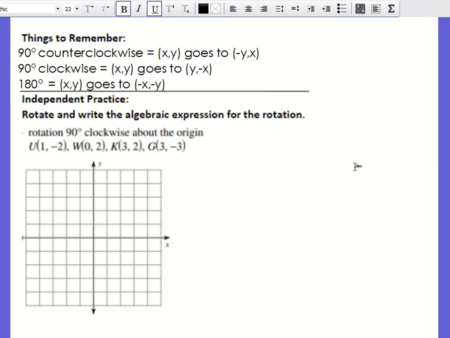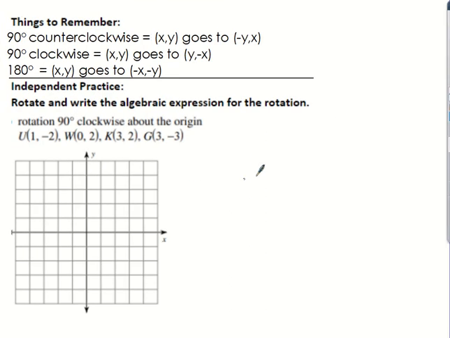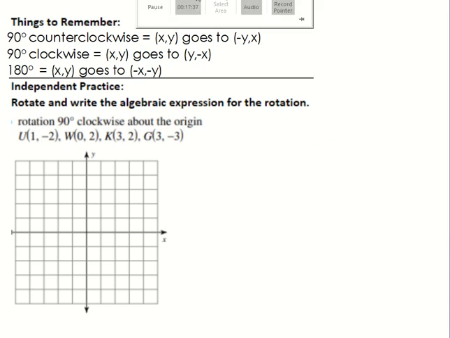All right. I would highly suggest you memorize those rules because the easiest way to do it is to write the points down, apply the rules, and then put the new points, okay? All right, so you're going to rotate this figure, U, W, K, and G. You're going to plot it and rotate it, and then I'm going to have you write down the algebraic expression that goes with this rotation, okay? It's a rotation of 90 degrees clockwise about the origin. All right, adios until next time.